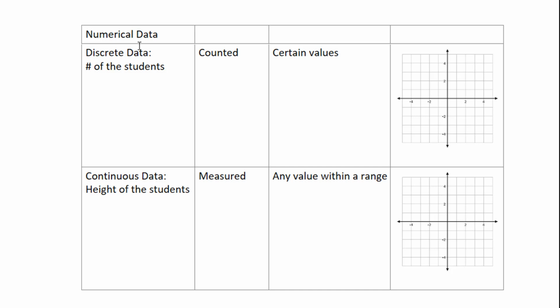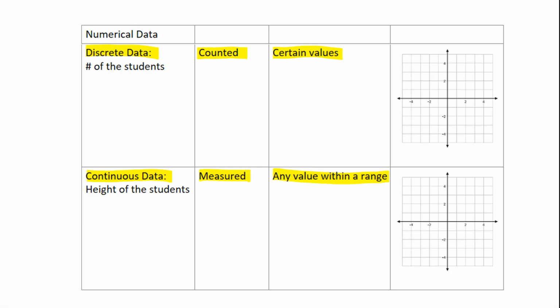First of all, let's talk about numerical data. Numerical data is either discrete data or continuous data. Discrete data is counted, while continuous data is measured. Discrete data takes certain values, while continuous data can take any value within a range.